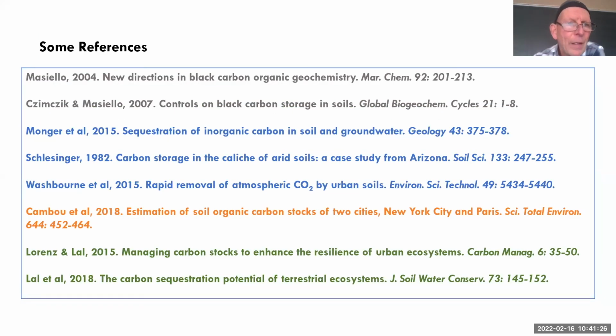Okay, so these are some of the papers, and I could send these papers to your professor, if anybody's interested in reading any of those. But the first two are on black carbon. The next three are on soil inorganic carbon. The one in orange is on the soil organic carbon stocks comparing New York City and Paris. And there's two on carbon sequestration potential in terrestrial ecosystems.